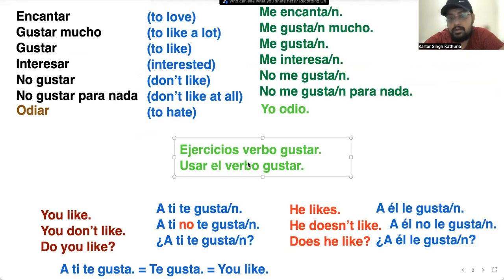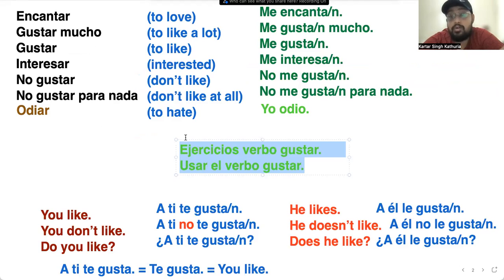You just Google it and you will find a lot of exercises. This will help you to use the Gustar verb in a more appropriate way, and you will reach perfection in it by practicing.